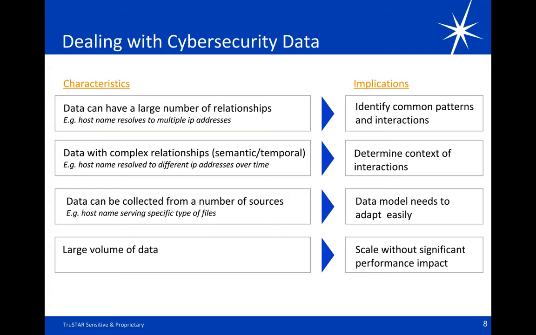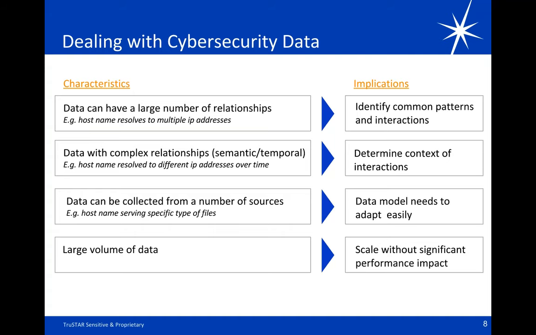The first one is the data itself can have a large number of relationships. Right, so a very simple example is a hostname can resolve to multiple IP addresses. Now, if you're familiar with cybersecurity, you will realize that this is how a lot of botnet detection happens. But that is part of the characteristic of the data. And when you have a large number of relationships, you need to be able to identify the common patterns and interactions quickly.